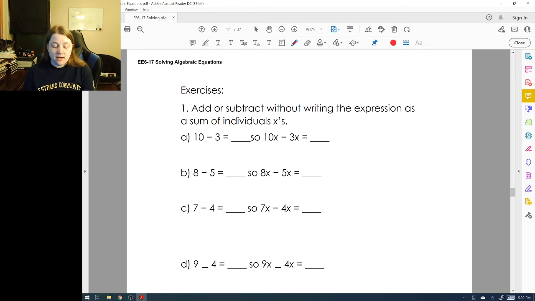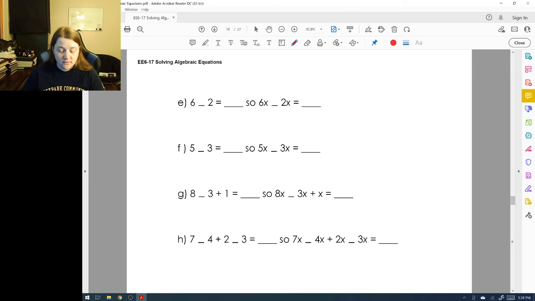So they want us to add or subtract without writing the expressions. They just want us to get the same practice in here. So we're going to start off with practicing letter A. 10 minus 3 is 7, so 10x minus 3x is 7x. 8 minus 5 is 3, so 8x minus 5x is 3x. And we could keep going with this.